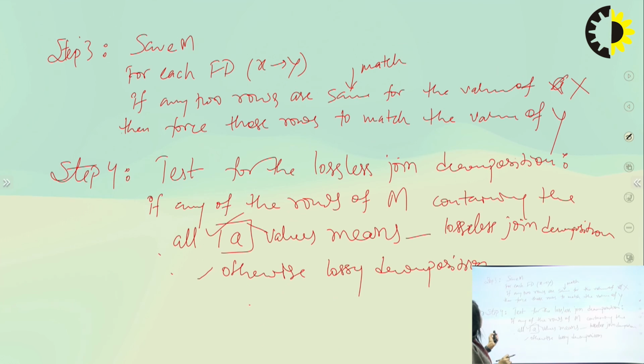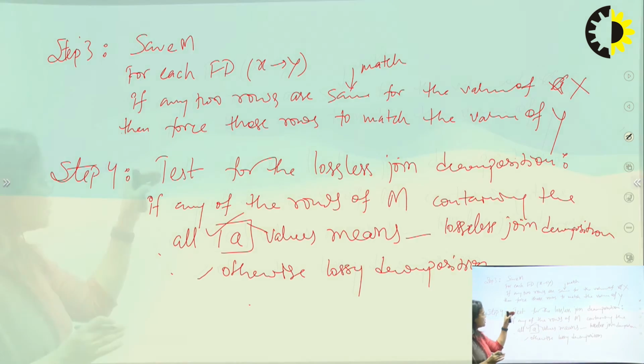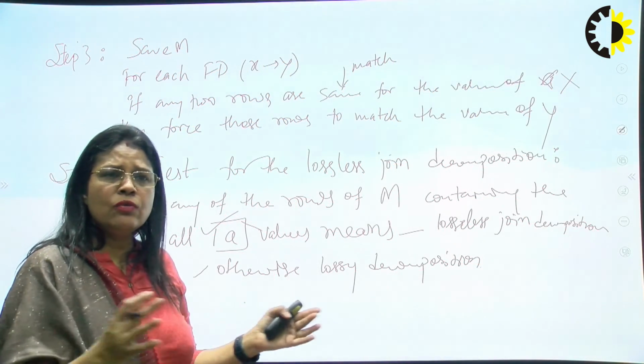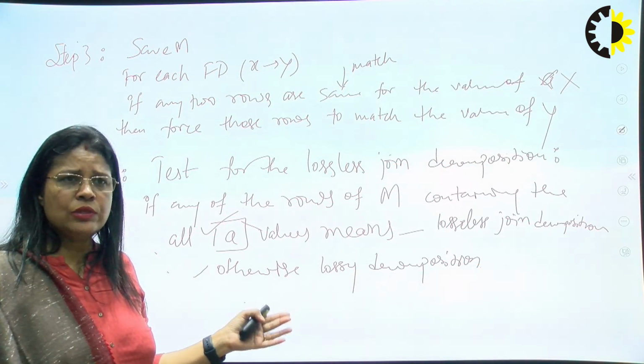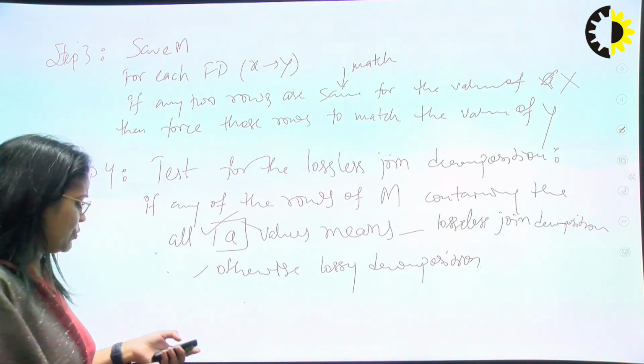And then at last, for each and every functional dependency, we need to check if two rows match on the value of X. Then we need to force those two rows to match on the value of Y. That is very obvious, right? In step 4, we need to check whether any of the rows contains all A values. It means that the decomposition is a lossless decomposition.